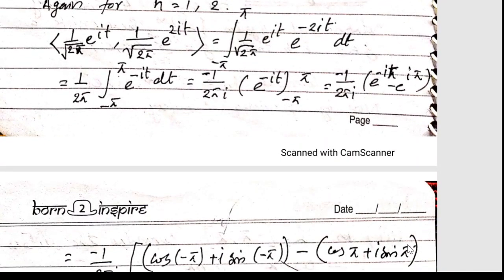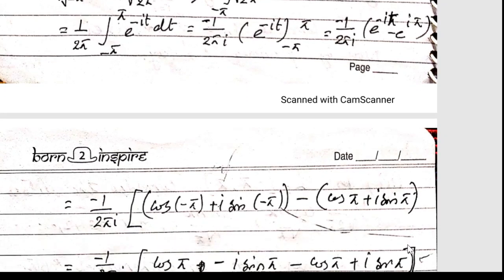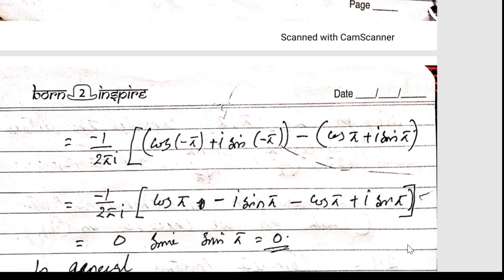Now e raised to i pi is cos pi plus i sin pi. So cos minus pi will come, minus cos pi plus i sin pi. So you get minus 1 by 2 pi i into cos pi minus i into sin pi. So sin pi is 0, and here cos pi minus cos pi will get cancelled. So 0 will come, and the entire thing will become 0. This is just for our verification only.